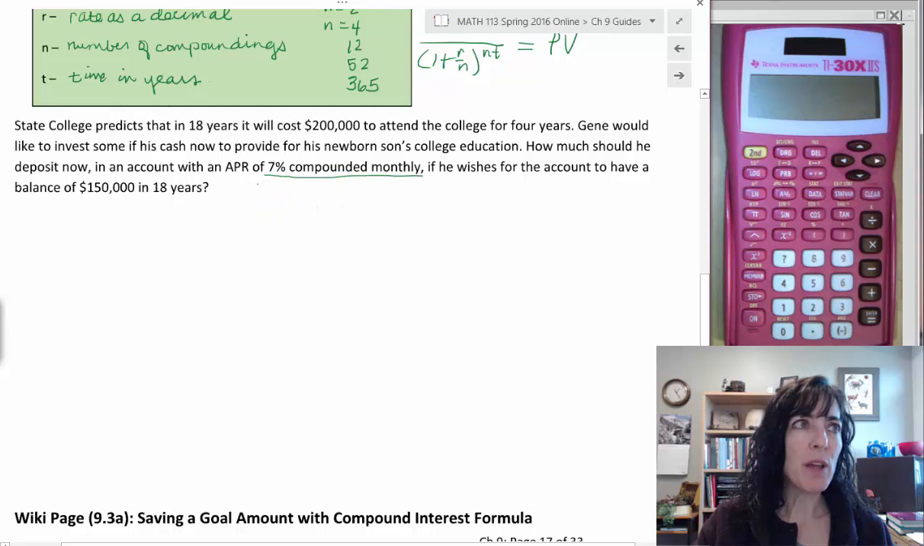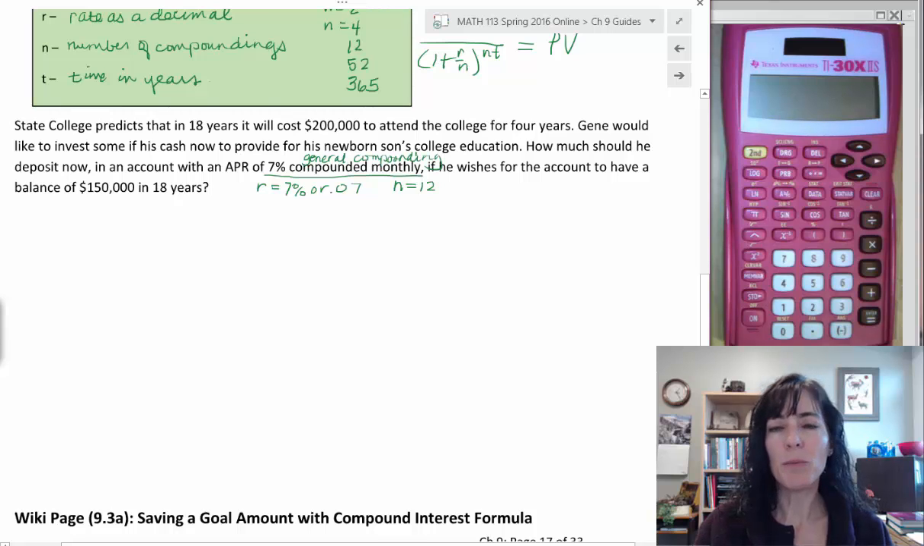All of that is telling me that my R equals 7% or 0.07, and the monthly is telling me that my N equals 12, and that compounded tells me I need my general compounding formula, and one of the two forms, either the one that we just learned or the one that we were using before in 9.2. So if he wishes for the account to have a balance of $150,000, he wants to know what he has to start out with.